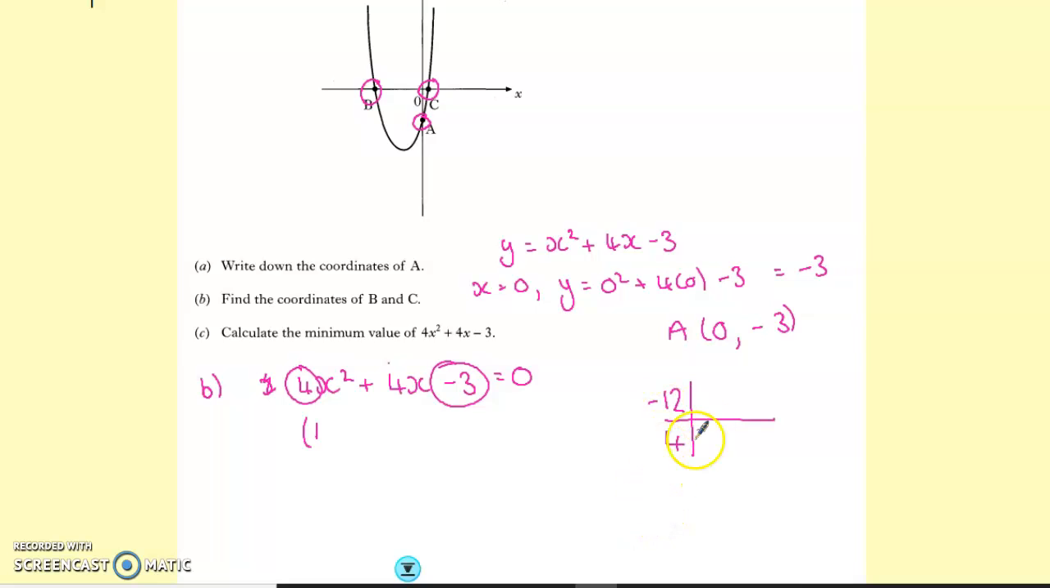Okay, so factors of 12, 1 and 12, it's not going to work. 2 and 6, that'll work. So it's going to be 2 and 6. I want minus 12, so I want one of these to be minus. I want plus 4, so I want plus 6 minus 2. Let's check for cancelling then. So we get 4x over minus 2, 4x over 6. They're both going to cancel.